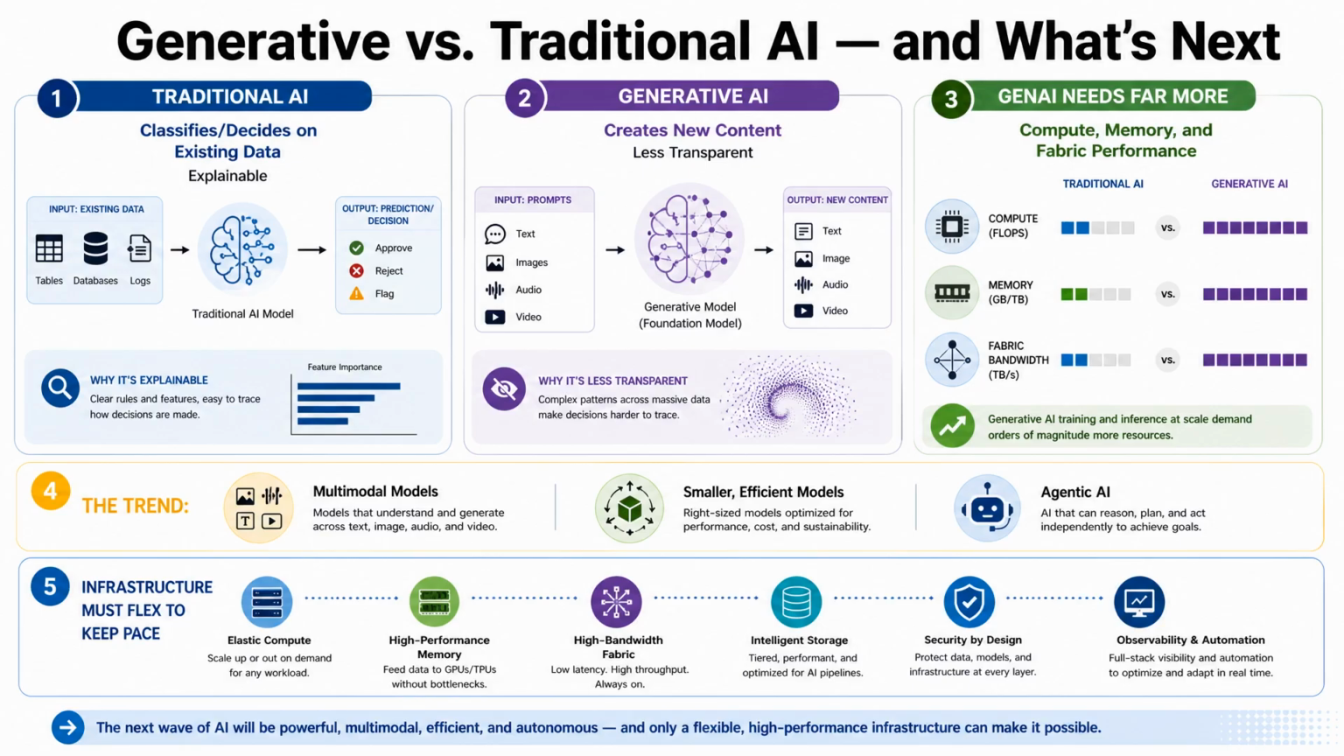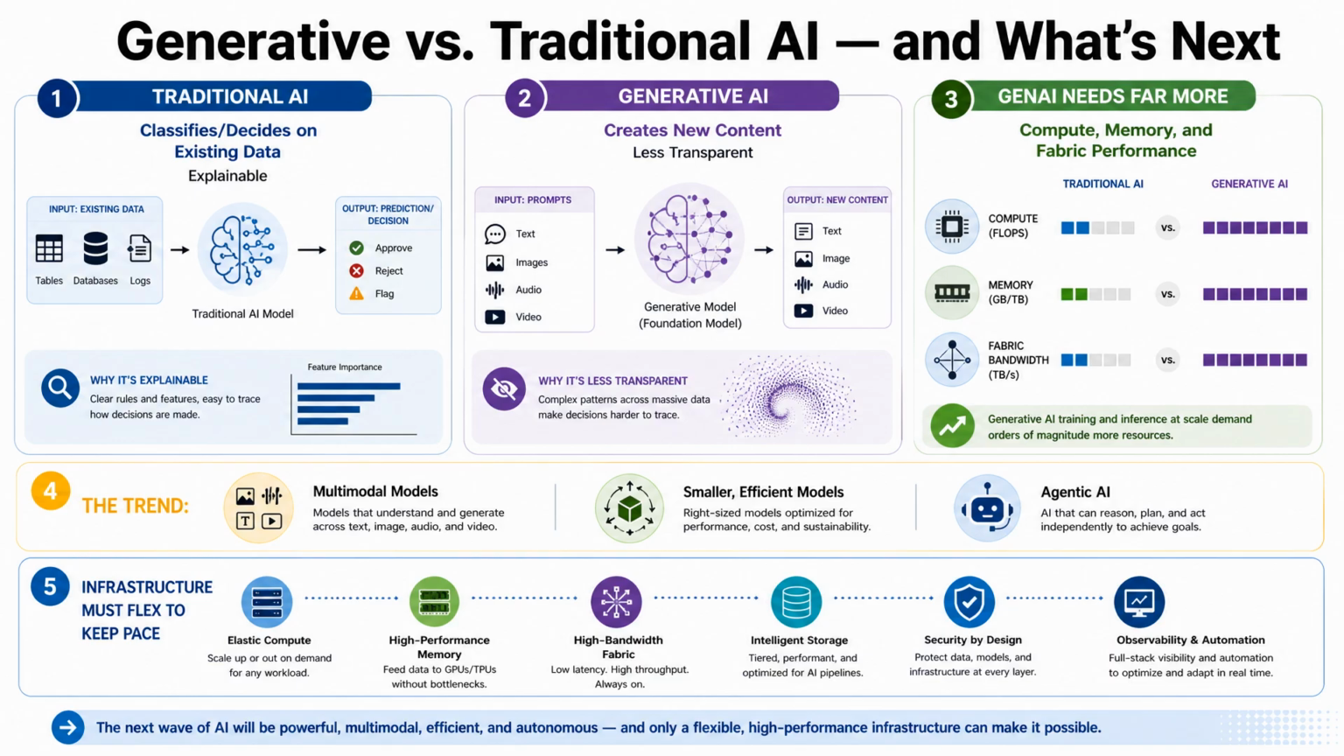Panel 1. Traditional AI classifies and decides based on existing data, and the big virtue is it's explainable. You can trace exactly why it did what it did. Panel 2, Generative AI creates brand new content, but it's less transparent. Those decisions are much harder to trace back through the network. Neither one replaces the other. They're tools for different jobs.